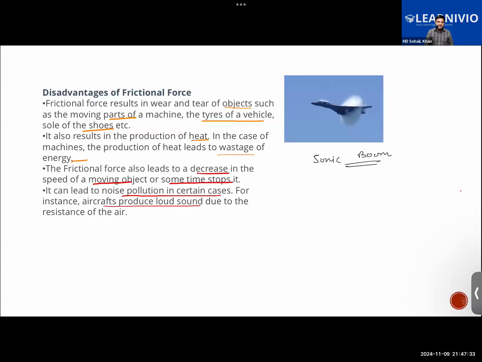But on the other hand, there are certain disadvantages of friction also, which we have done. Friction leads to wear and tear of objects. After a certain period of time, the parts of machines, the tires of a vehicle, or the sole of a shoe start to get damaged. So it leads to damage of certain things. It also results in production of heat. In machines, if lubricants are not put in at proper intervals of time, due to generation of heat, the parts of the machine might break.